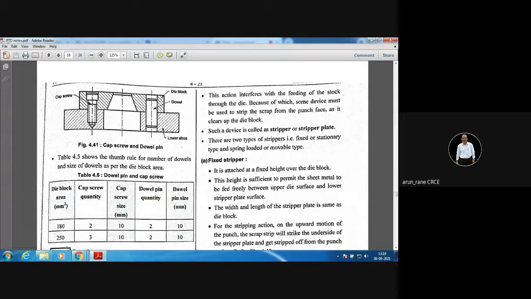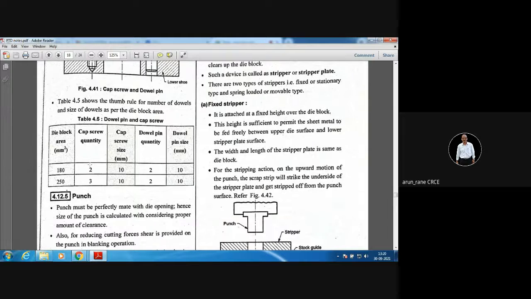Now the number of cap screws, minimum you have to use two, and the total number of cap screws to be used depends upon the die block area. If your die block area is 180, then you can use two M10 cap screws. Cap screw is nothing but Allen cap screw. It is also called the Allen bolt, or the Allen headed bolt.